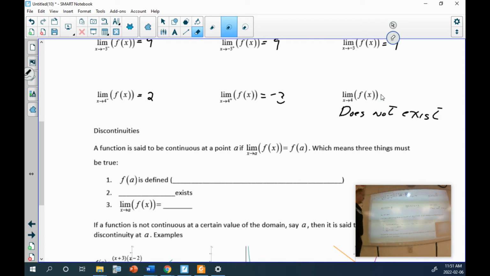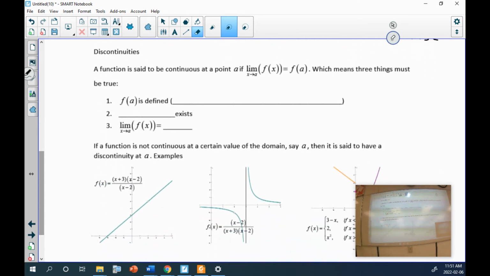Okay? A function is said to be continuous at a point A if the limit as x approaches A of the function is equal to f of A. Basically, f of A is defined at A. Oh, f of A exists. That's the other thing. There is a number for f of A. So a function is said to be continuous at those points if these conditions hold.